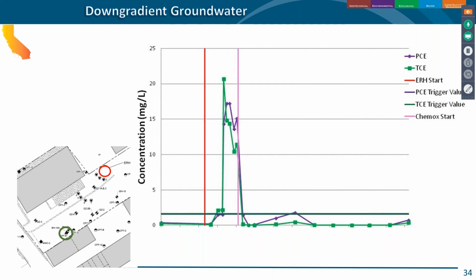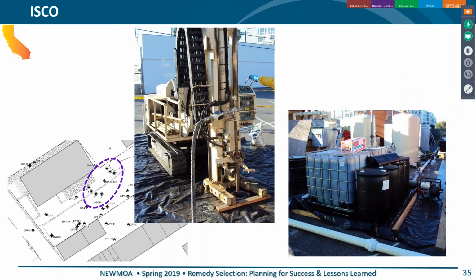And so what did the contingency plan look like? Basic ISCO, we had 7 points, direct push. We ended up putting in 8,000 gallons of 5% solution. You can see the ISCO points are basically just down gradient of the ERH area. And it worked really well because you remember how I talked about that medium aquarium sand? Chemox is so great in sand, I have to say. We injected under pressure, flooded the pores, and it just worked really well.